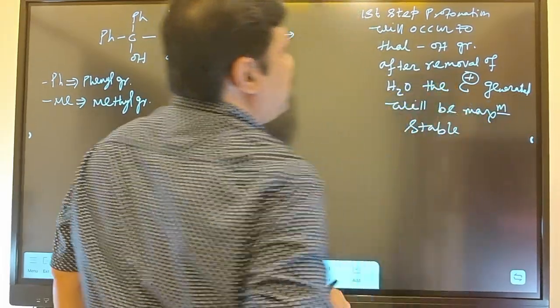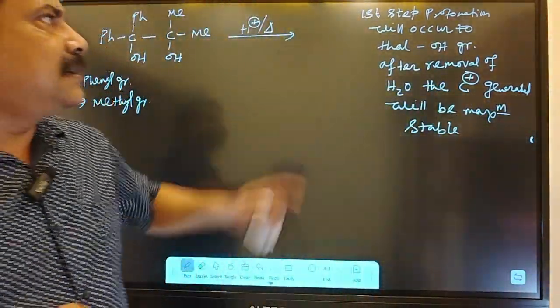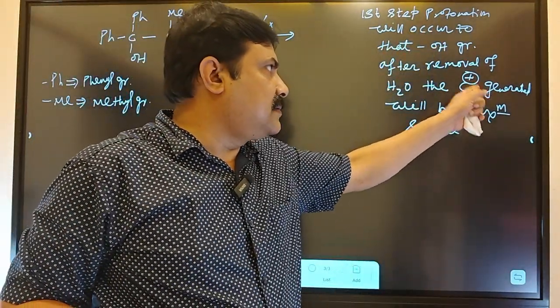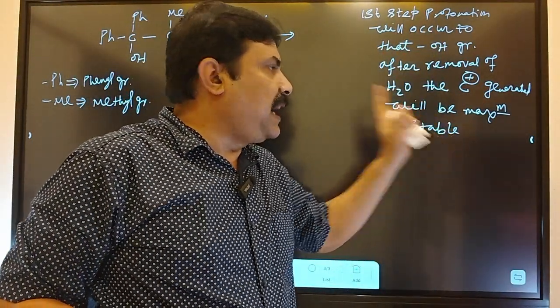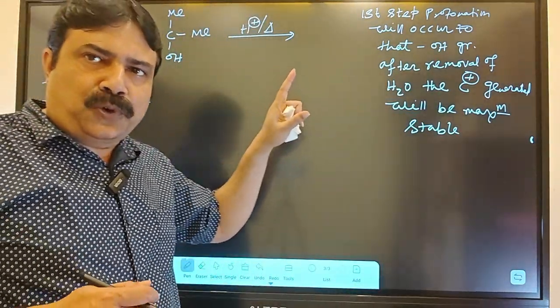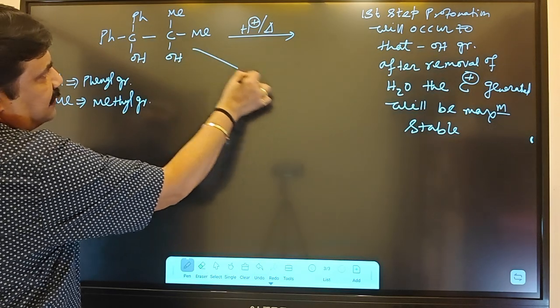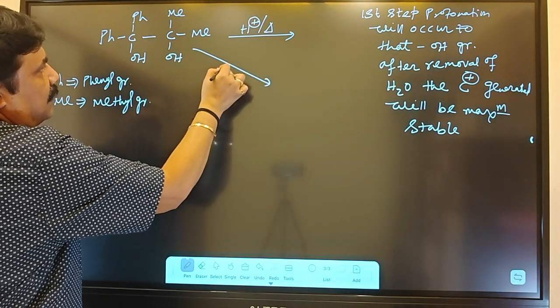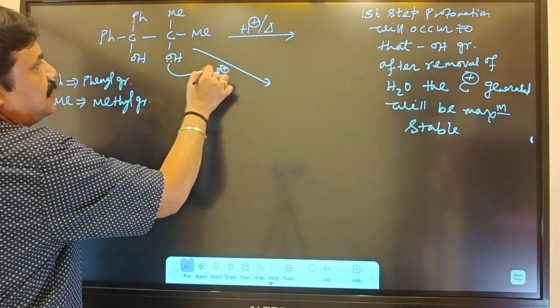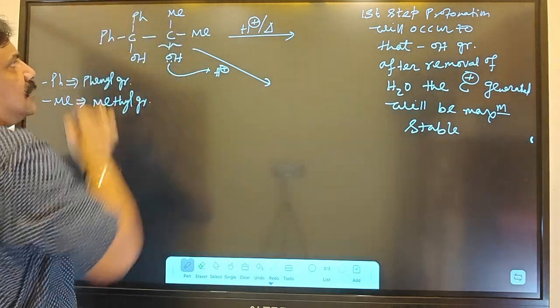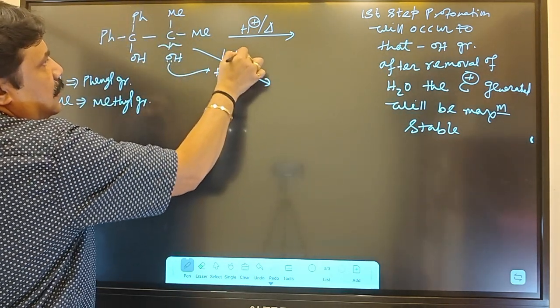So now, first step, protonation will occur at that OH group, followed by removal of H2O. The C+ means the carbocation generated will be maximally stable. Now you look, there are two possibilities. The first possibility is what I am showing. Here protonation occurs, and from here this bond will be broken. This is the first possibility.